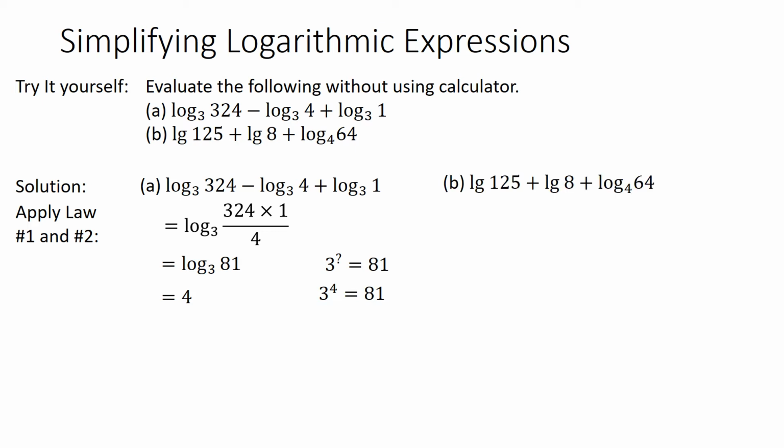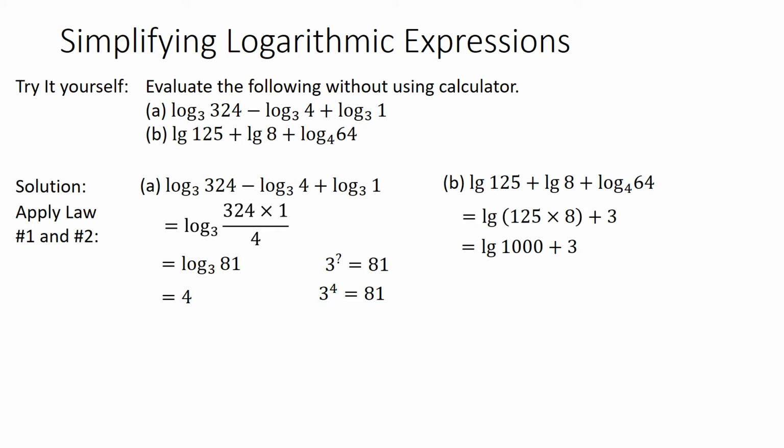For B, log 125 plus log 8 plus log 4 64. We can see that the first two terms have log with the same base, but for the third term, the log base is 4. So for the first two terms, we can apply law number 1, where the plus becomes multiplication. But for the third term, log 4 64, it is 3 because we know that 4 to the power of 3 equals 64.